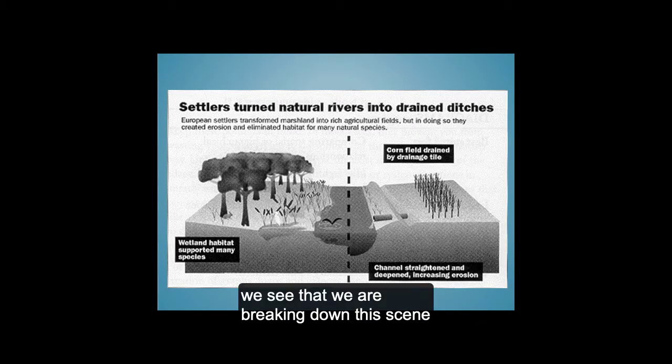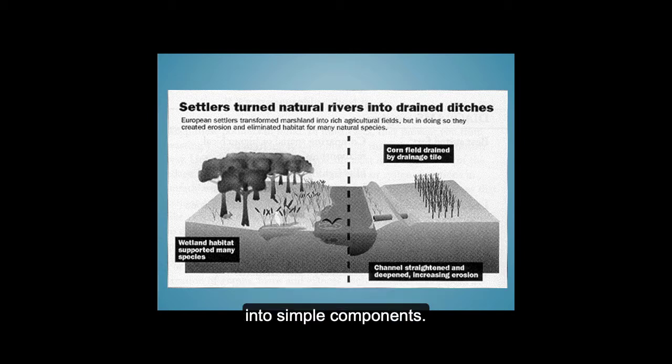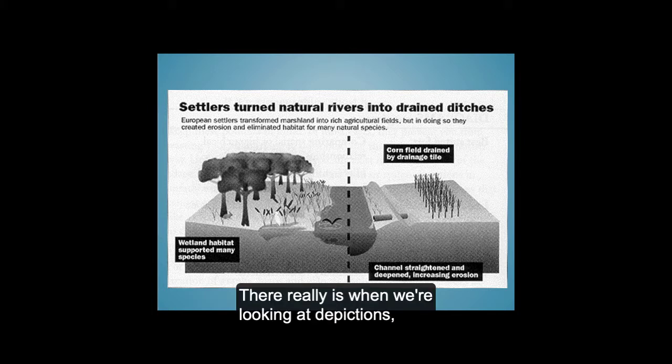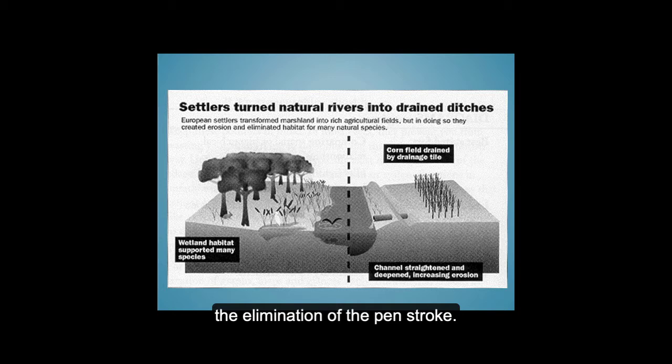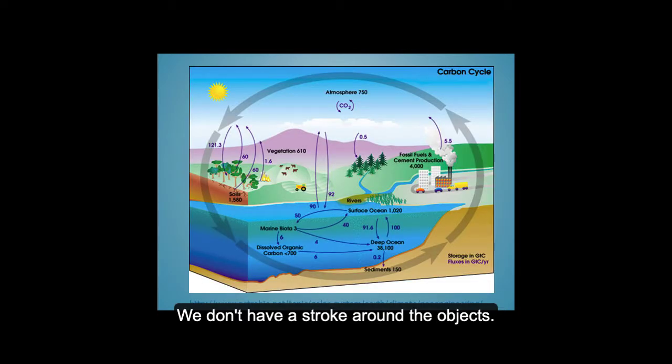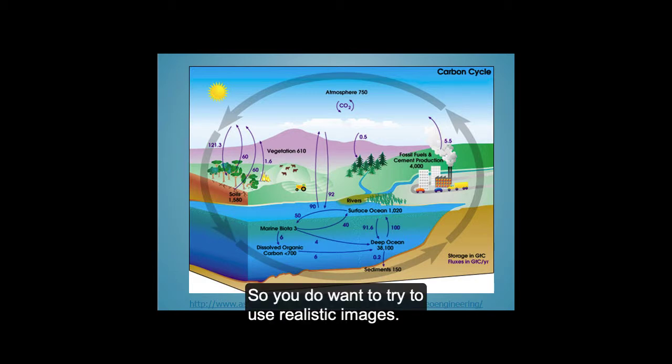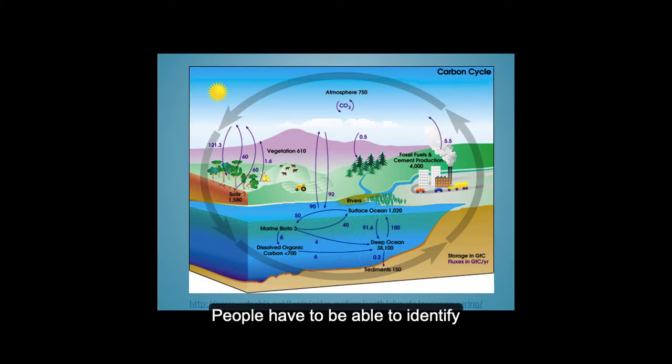Again, when we look at this, we see that we're breaking down this scene into simple components. When we're looking at depictions, there really is the elimination of the pen stroke. We don't have a stroke around the objects. I call it that coloring book effect. Instead, we have some shading, an attempt at some realistic shading in these images. So you do want to try to use realistic images. People have to be able to identify what it is that you're showing.